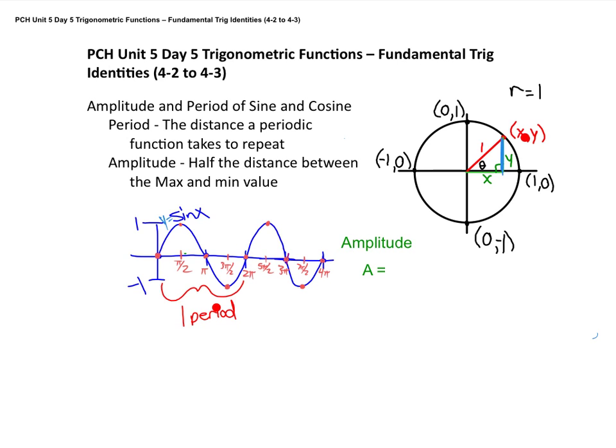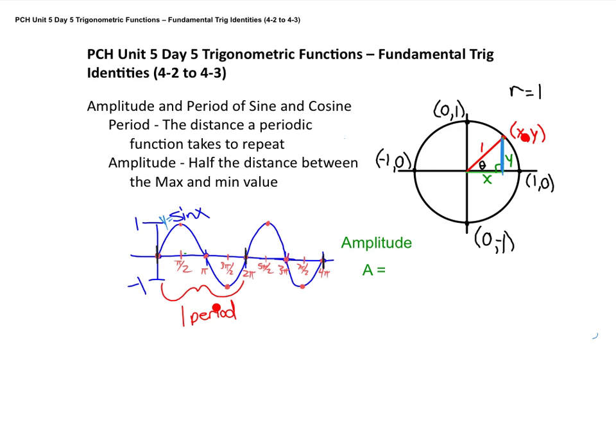So we have a couple of terms here. I said this was periodic, and this term period refers to the distance. If it's a distance, that means it's always positive, right? Yes. Distances are always positive. So it's a distance that it takes to repeat, or to complete one full cycle, if you will. All right? So in this case here, we start at 0, it ends at 2 pi, and then repeats, and then it takes another 2 pi to repeat.